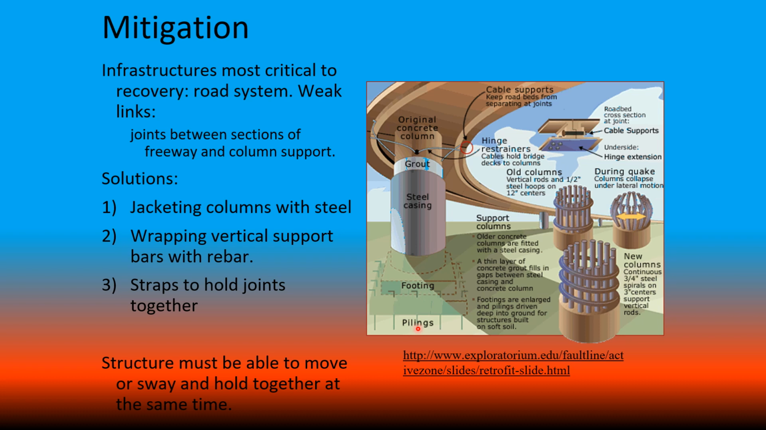They'll wrap the vertical supports with rebar as well, so inside the concrete structure. And they'll strap joints together. So here they'll use steel cables or cable supports to hold the places where different concrete portions of the bridge are in contact with each other to try to just tie it together a little bit better. And you'll notice, like I said, most of this stuff is sort of tacked on after the fact. So you can bet a lot of new construction in these areas they would use a different system, or they would build it with this stuff already in place.